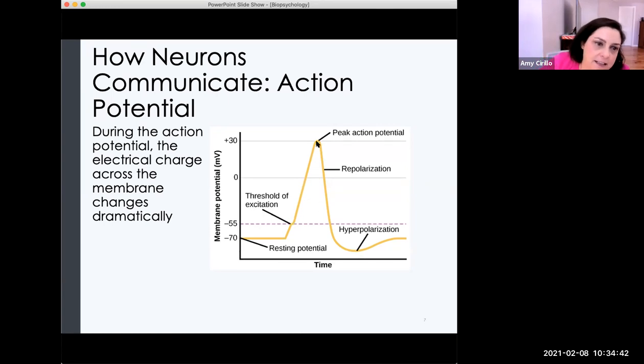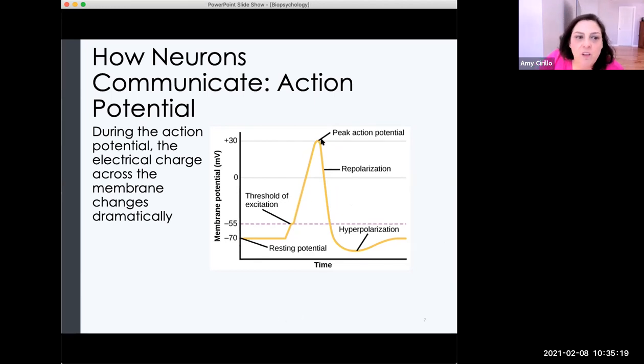And at that point, it's too positive outside the cell and too negative inside the cell. Right? And then it eventually goes back to normal. Oh, wait a minute. Now, I'm not describing this right. At the peak of the action potential, it's positively charged inside the cell, because they've let too much potassium get out. Sorry.